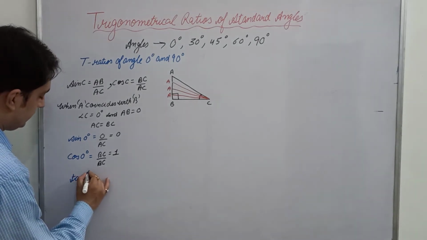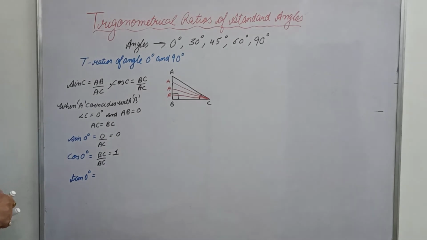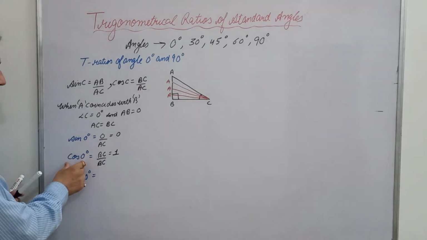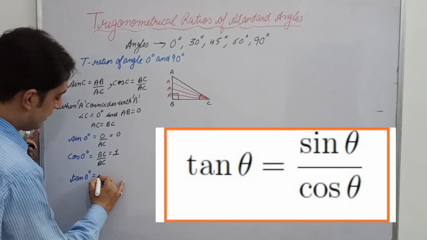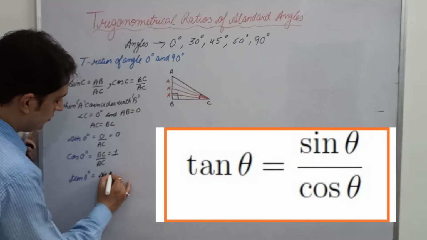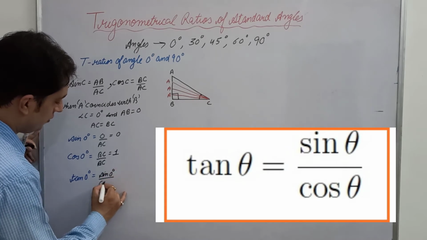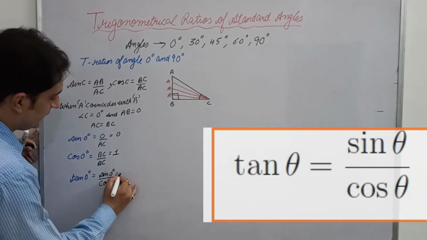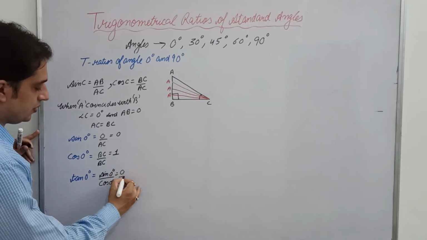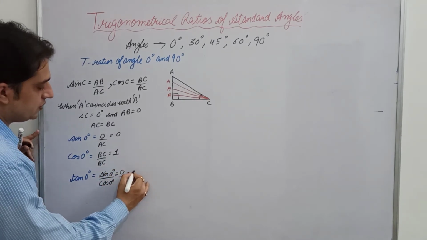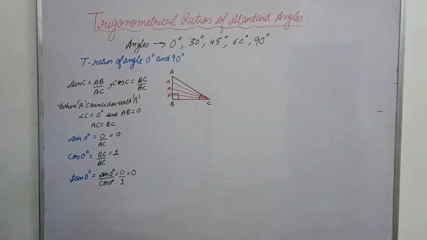So you can find the value of tangent 0 degree. You know, the tangent is the ratio of the sine value with the value of cos. So here you can write sine 0 degree over cos 0 degree, right? So just divide the value. The value of sine 0 is 0 and the value of cos is 1, so the value is 0. So tangent 0 is 0.